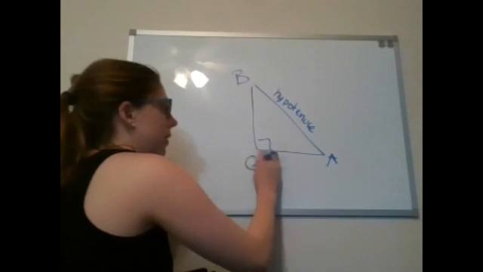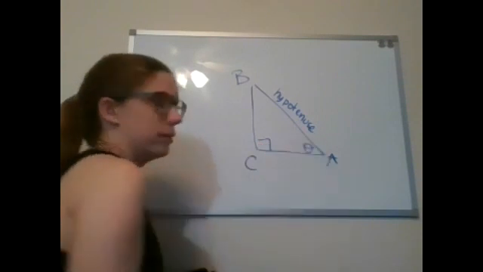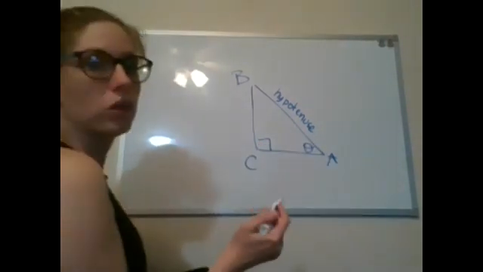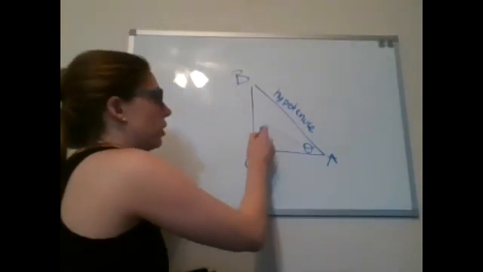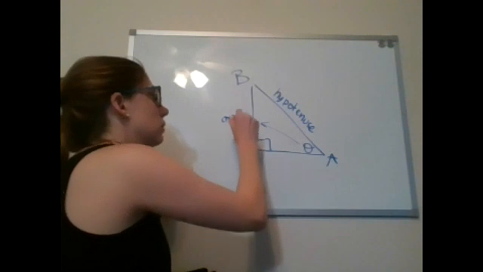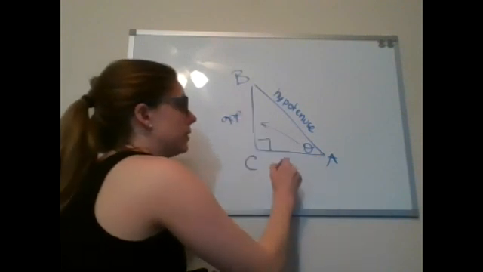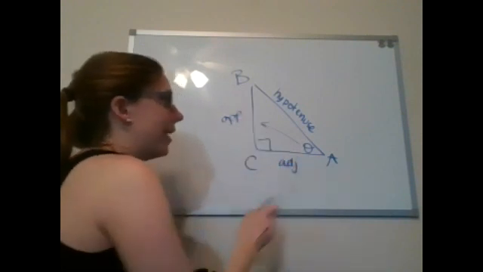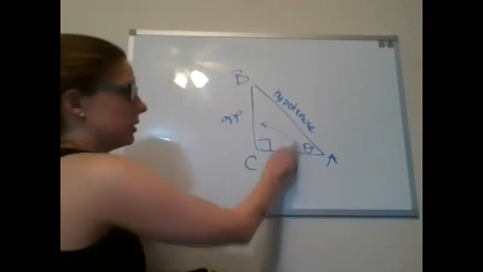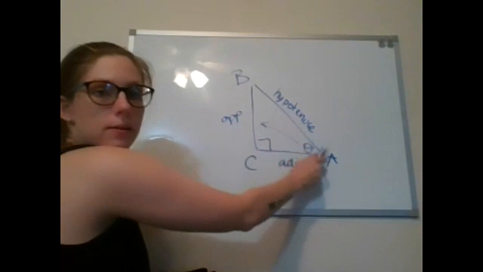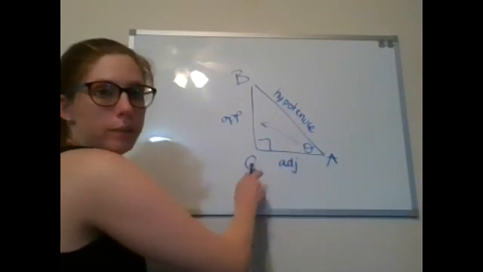Let's say that theta is right here in this corner. When we look at sides for this, opposite is when you look across. Adjacent is the side that is not the hypotenuse that touches the angle. Okay, so this is the hypotenuse, so it can't be anything else. So therefore, this is the adjacent side.